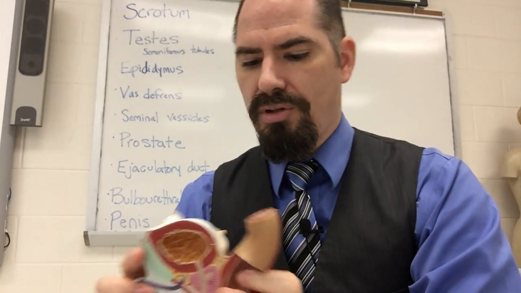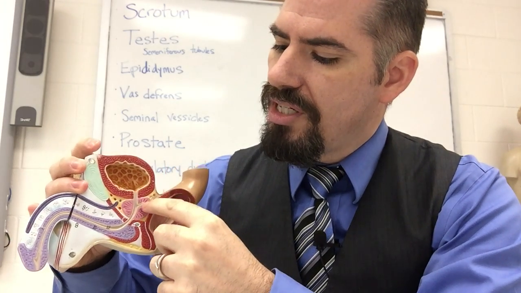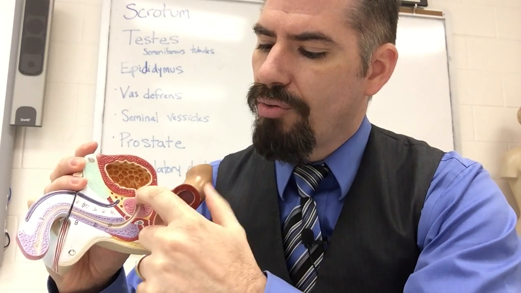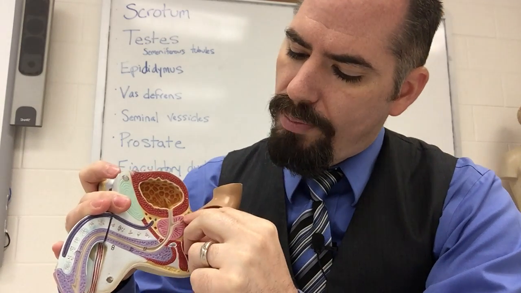Now I'm going to open this model up so you can see what's going on from there. From that seminal vesicle, the contents then go through this ejaculatory duct here into this small gland, about walnut size, wrapped around the urethra. That is called the prostate gland. That short passageway from the seminal vesicle through the prostate gland is called the ejaculatory duct.